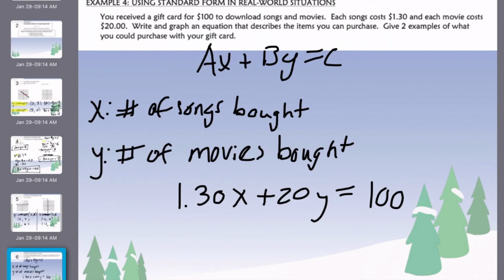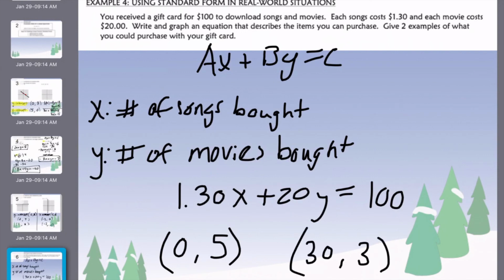Now, give two examples of what you could purchase with your gift card. If I wanted to, I could say that I bought 0 songs and 5 movies. And I could write this as a point and graph it: 0 songs, 5 movies. Or I could say that I bought 30 songs and 3 movies. Okay? Any solution that you have is going to create a line in this example.